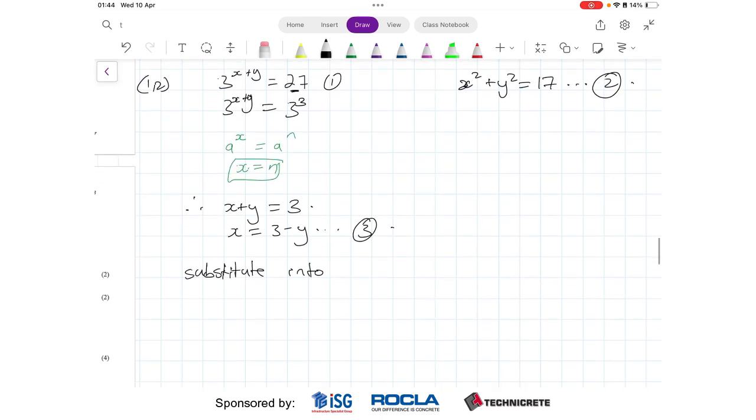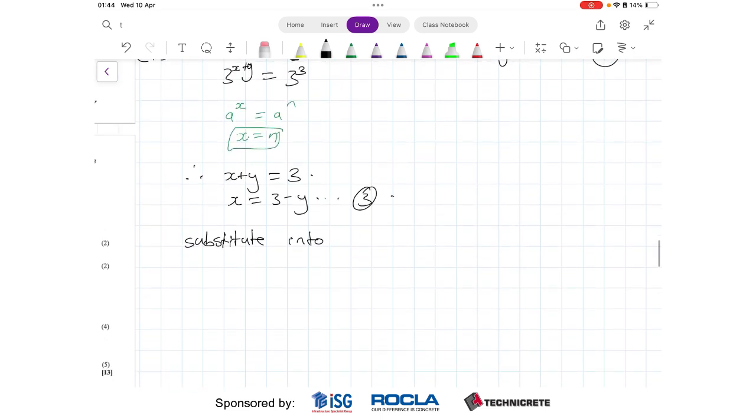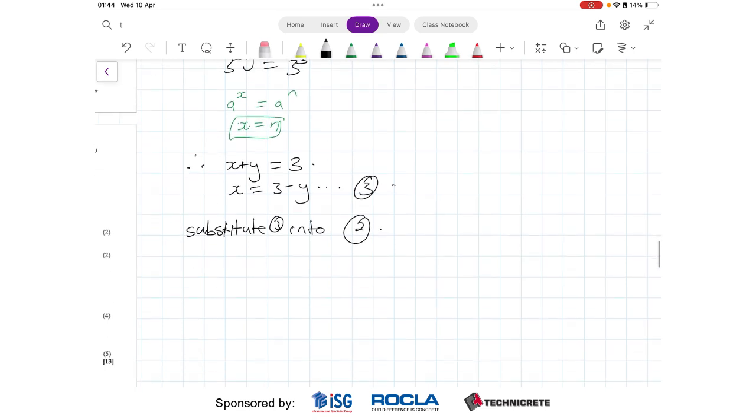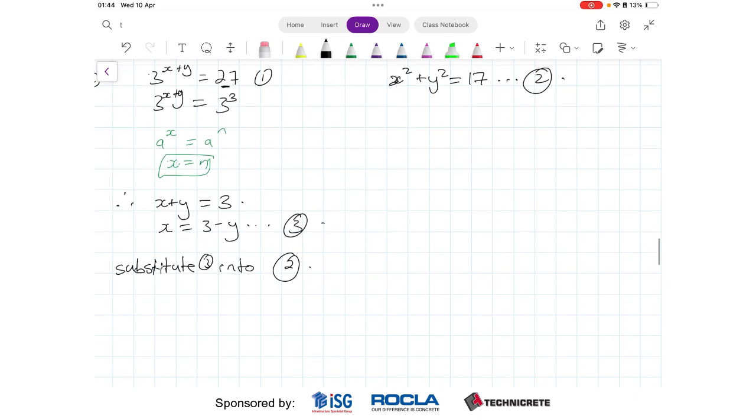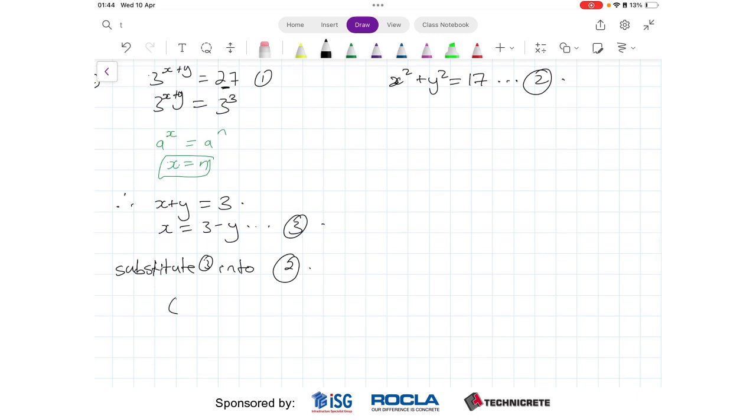Do we substitute into 1 or 2? No, we do not substitute into 1. We substitute into 2. We substitute equation 3 into equation 2. It will return a formula where we substitute in x, remember, because we have isolated x. Wherever we see an x, we put in 3 minus y. Therefore, we have (3 minus y) squared plus y squared being equal to 17.